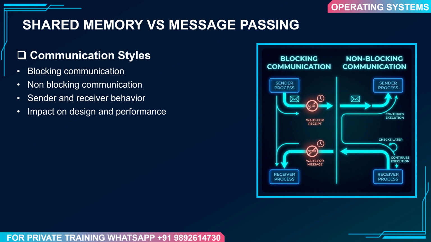There are also design choices within message passing. Communication can be blocking or non blocking. In blocking communication, the sender may wait until the message is received, or the receiver may wait until a message arrives. In non blocking communication, processes continue execution and check for messages later. These choices affect performance and program structure, and we will see concrete examples when we study message queues and pipes.